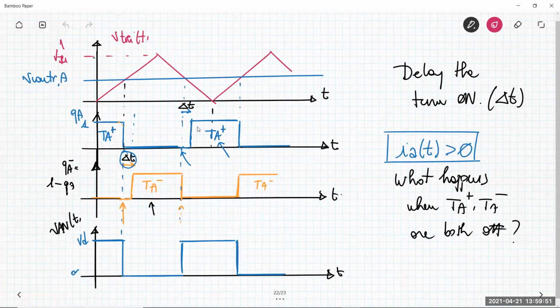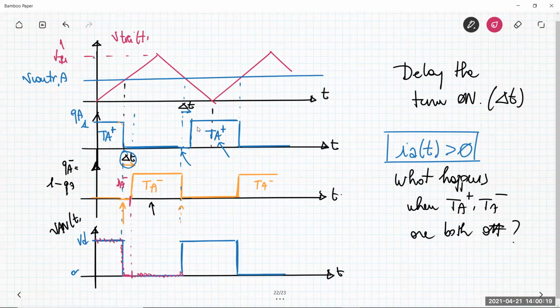So what happens here? If DA minus conducts the current, the voltage VAN is 0. So nothing changed with respect to what happened before. There is the same situation. If I want to put here the new situation, nothing changes. Then TA minus becomes on, etc.